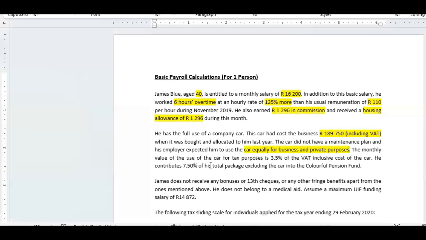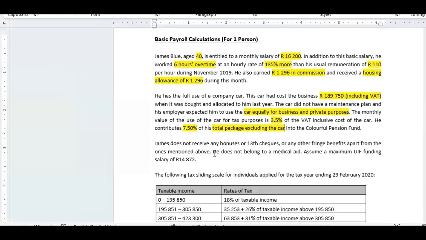It says the monthly value of the use of the car for tax purposes is 3.5% of the VAT inclusive cost of the car. He contributes 7.5% of his total package, excluding the car, to the pension fund. He does not receive any other bonuses or 13th cheques. He does not receive any other fringe benefits, and he does not belong to a medical aid.